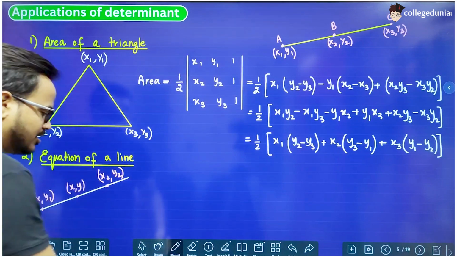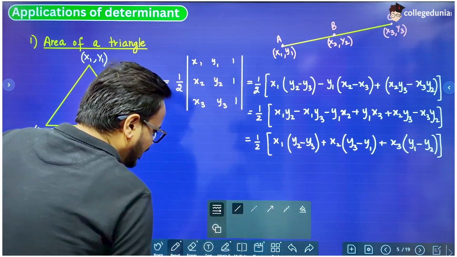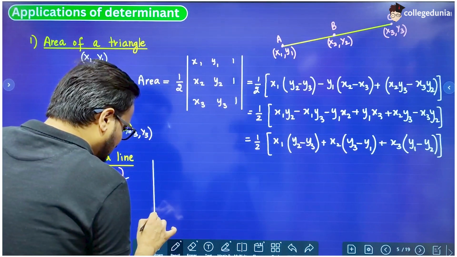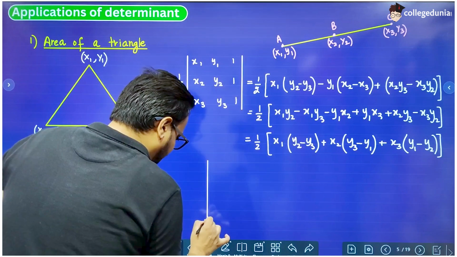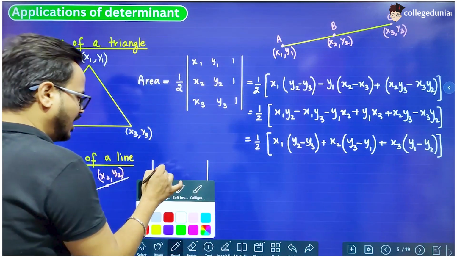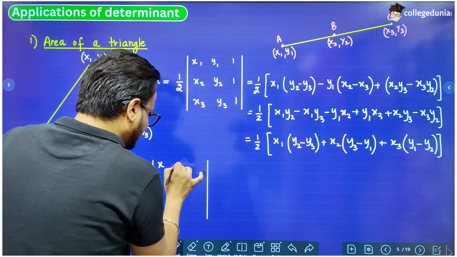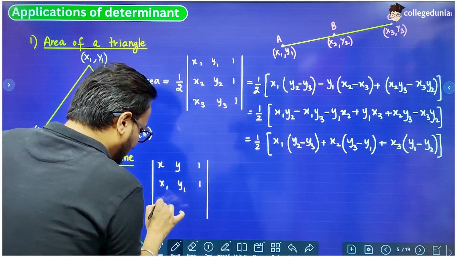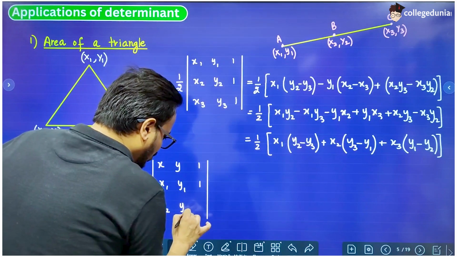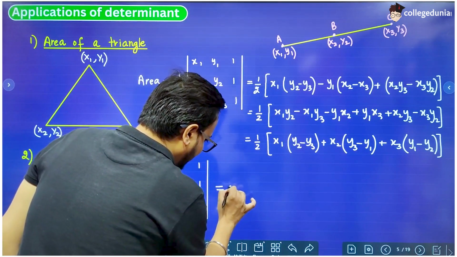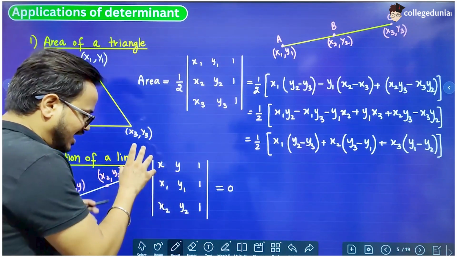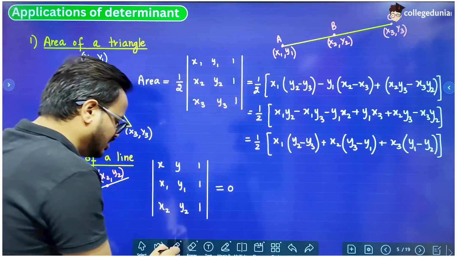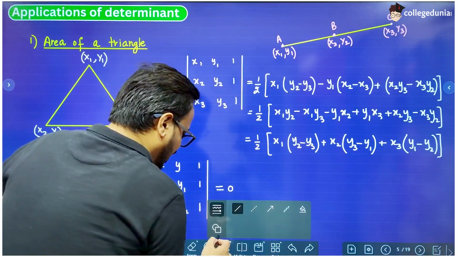So we have to find an equation in terms of x and y, which means all these 3 points are now collinear. So we will just put these points in this determinant and put that equal to 0. So it is x, y, 1, x1, y1, 1, x2, y2, 1, and we will put that equal to 0. So this half, the 2 will go on that side and that also becomes 0. So this is the equation of the line.